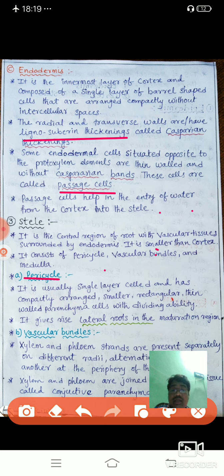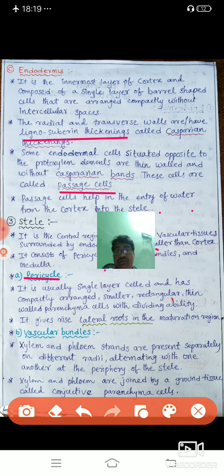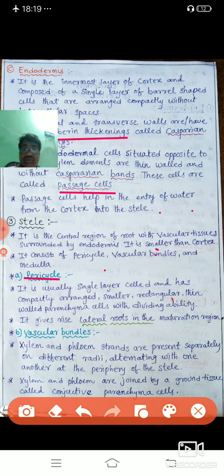The second part in the stellar region is the vascular bundles. This is the most important concept in a monocot root: vascular bundles. Which type of vascular bundles are present in the monocot root?